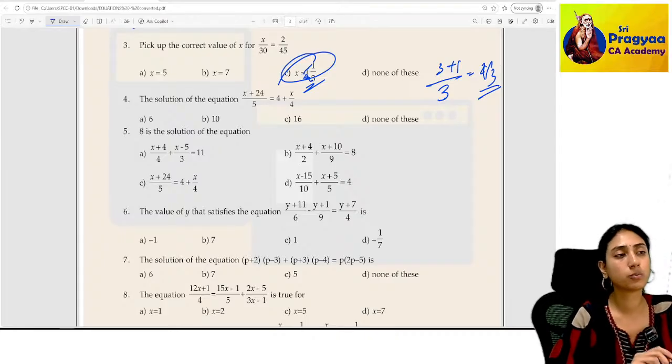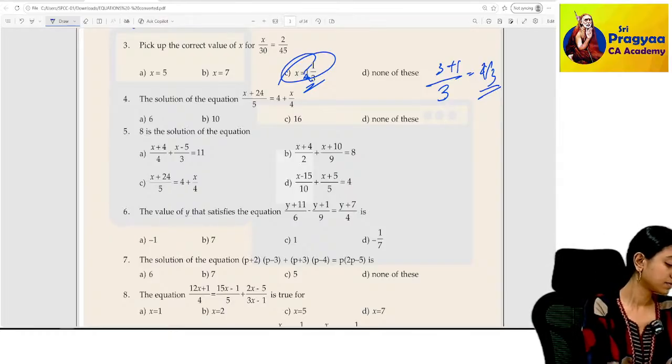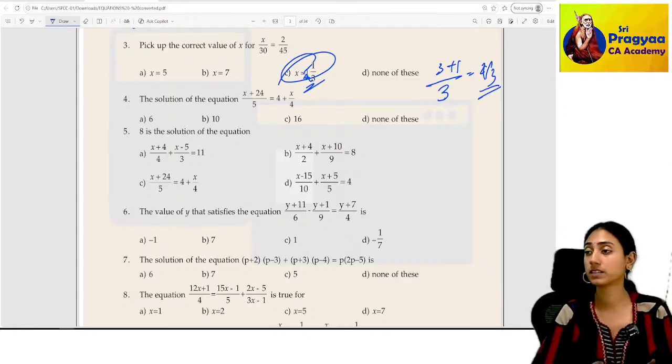And then the fourth is, which sum are you guys working on? Which sum are you working on?